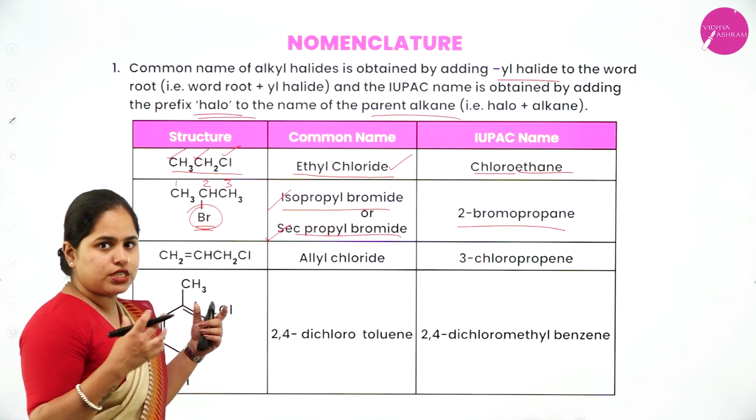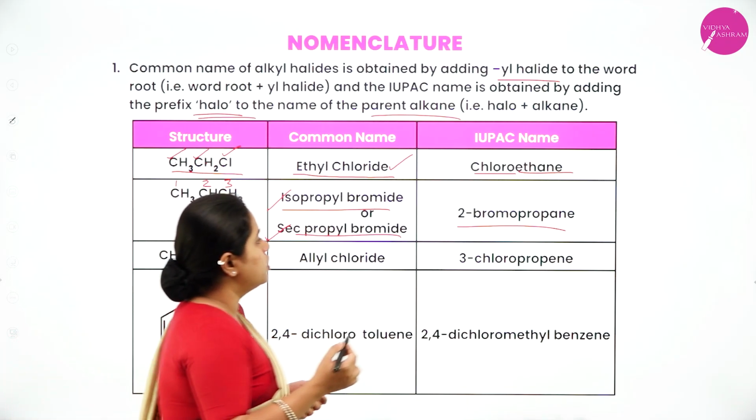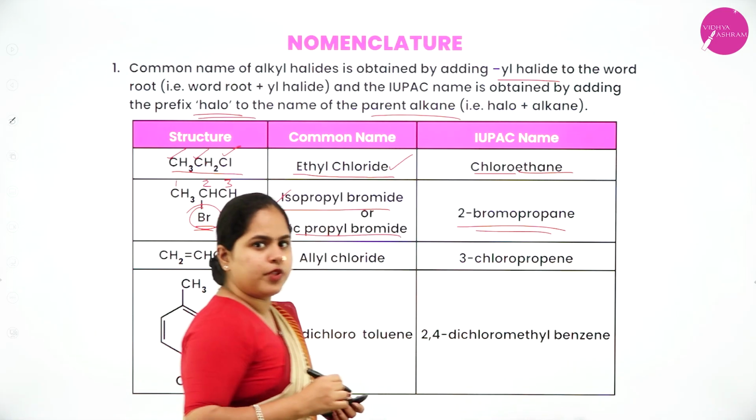So it's not just writing bromo. On which carbon atom the bromine is present is also to be mentioned. So it will be 2-bromopropane. I hope it is clear.